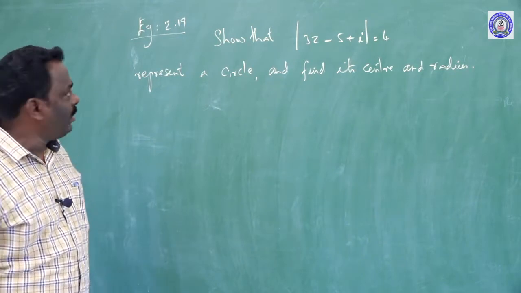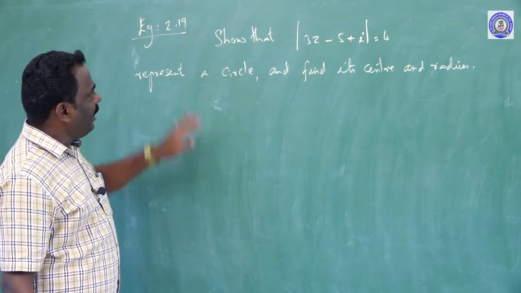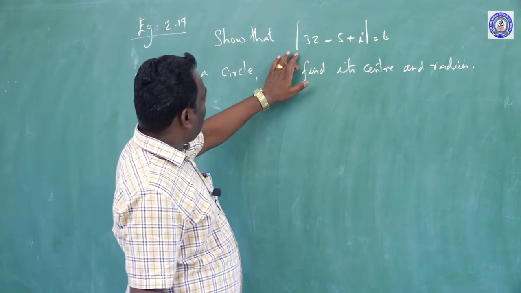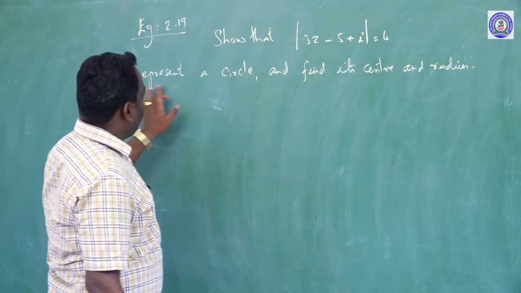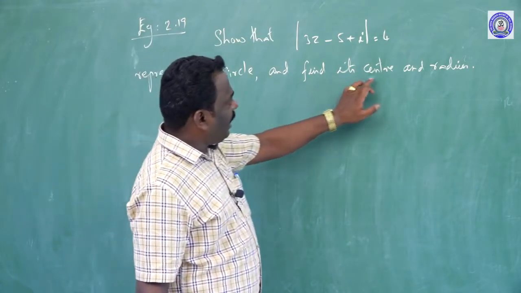Based on this complex form of the circle, let us discuss some sums. Example number 2.19. Show that modulus of 3z minus 5 plus i equal to 4 represents a circle, and find its center and radius.